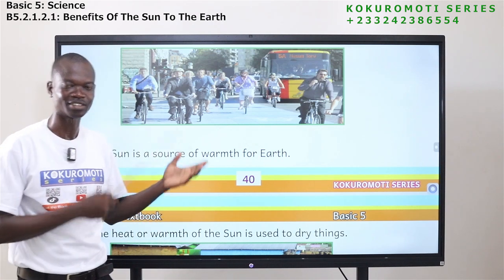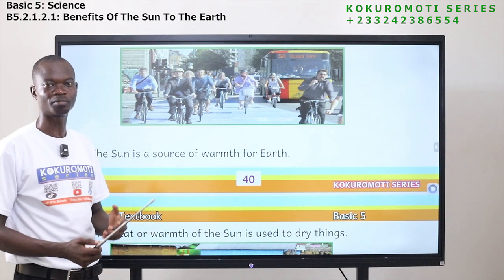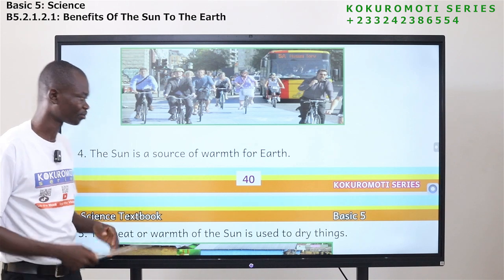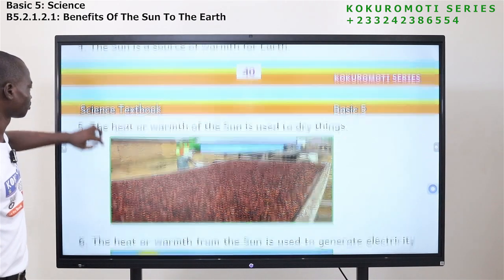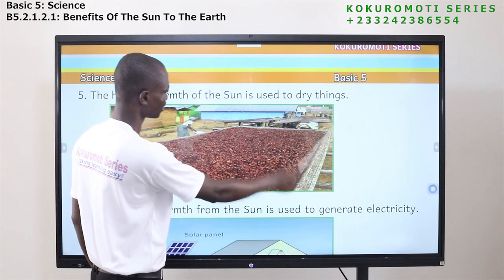You feel the heat from what? From the sun. And this heat is used by us for so many reasons, for so many purposes. Okay. Now the next one. The heat or warmth of the sun is used to dry things.